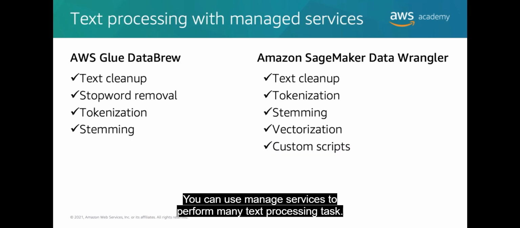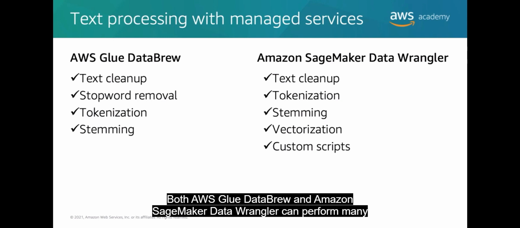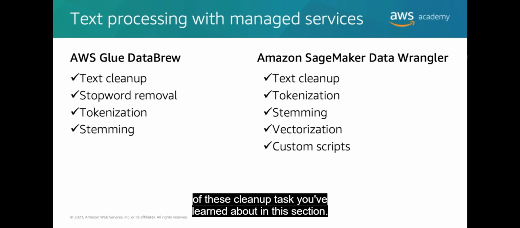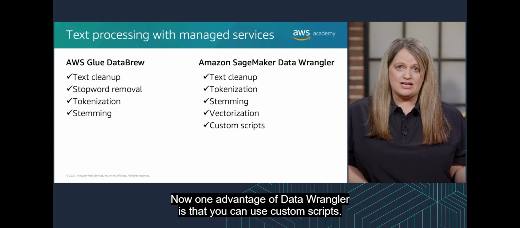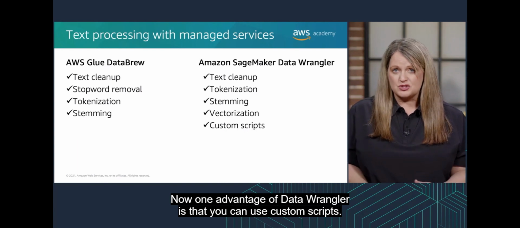You can use managed services to perform many text processing tasks. Both AWS Glue DataBrew and Amazon SageMaker Data Wrangler can perform many of the cleanup tasks you've learned about in this section. The tool you use will depend on your data processing requirements. Now, one advantage of Data Wrangler is that you can use custom scripts.